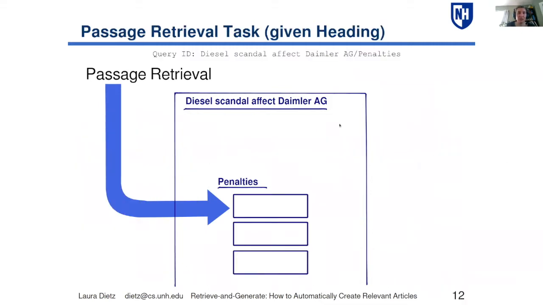So how would this work? The user, or the participating system, would get the title and one of the facets. Well, actually they got the whole outline, but most users just looked at one facet at a time, then composed a query out of this, did various magical ranking methods, and then produced a ranking of passages.